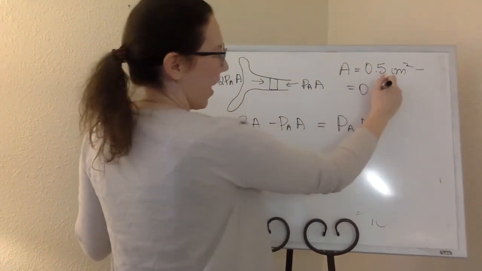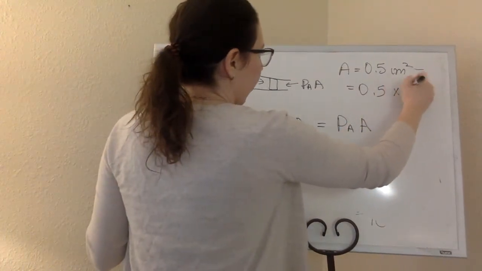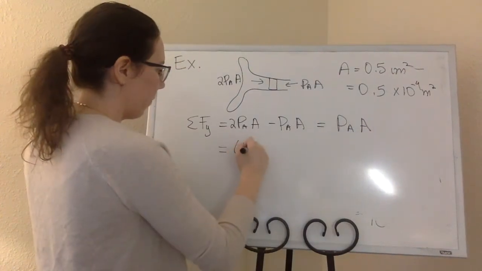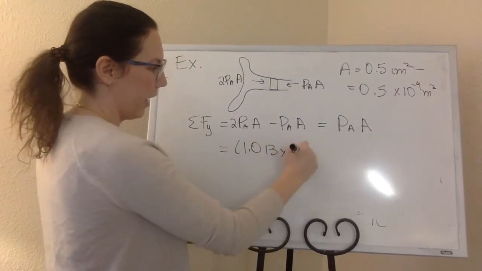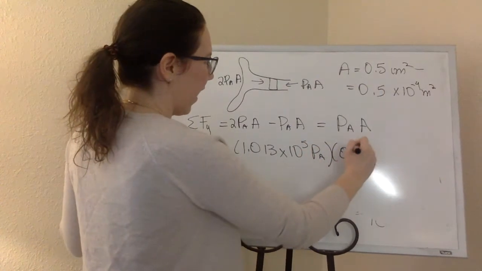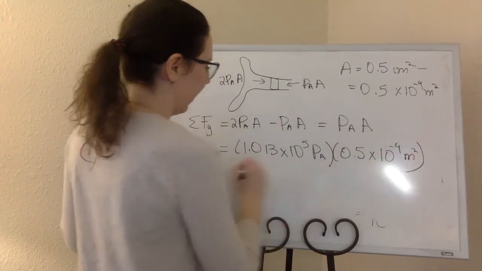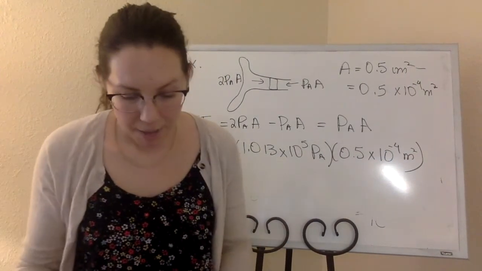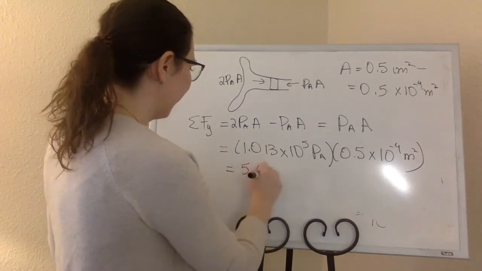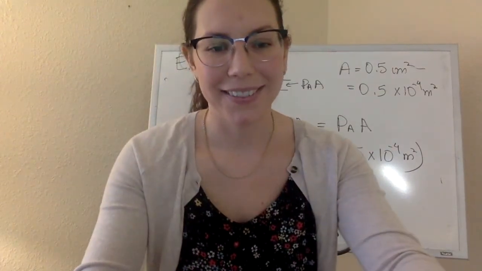which is 0.5 times 10 to the negative 4 meters squared. Okay, so I get 1.013 times 10 to the 5 pascals times 0.5 times 10 to the negative 4 meters squared, giving me a net force of 5.07 newtons. All right, let's look at example 2.